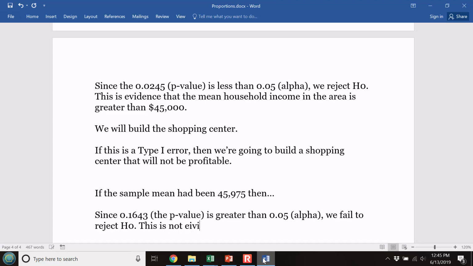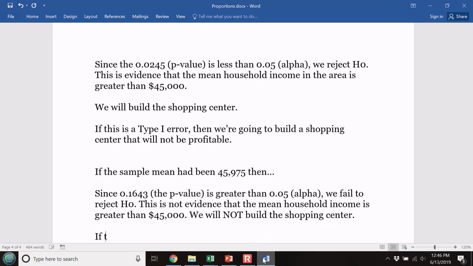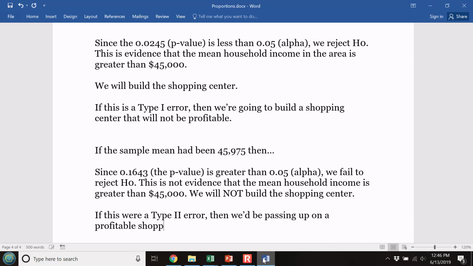This is not evidence the mean household income is greater than $45,000. We will not build the shopping center. If this were a type 2 error, then we'd be passing up on a profitable shopping center.